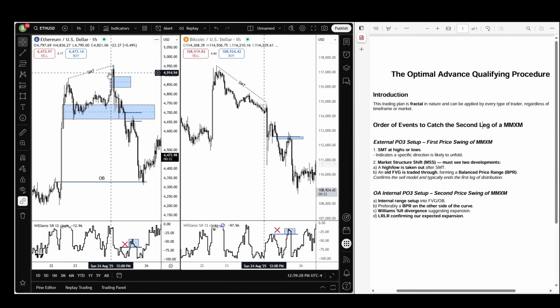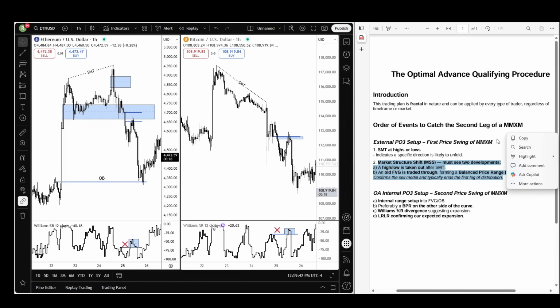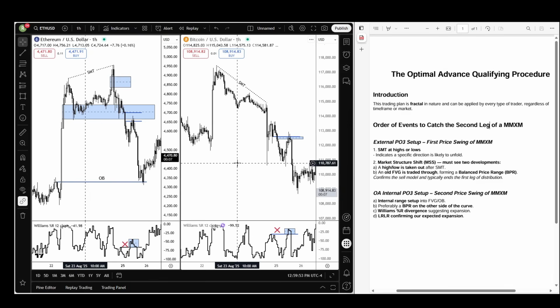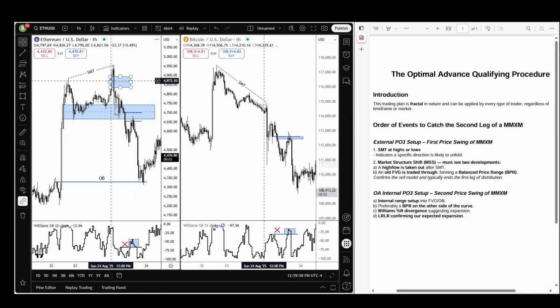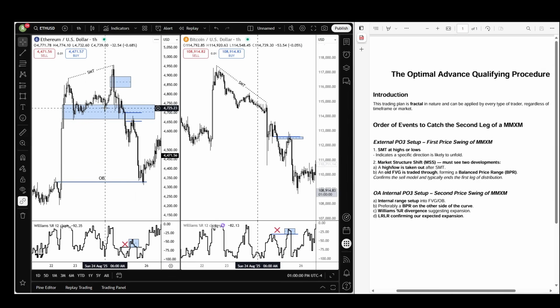The SMT here is confirming lower prices. We get the distribution lower. That leads us into the second thing that we would like to see before we want to see optimal advance, and that is the market structure shift. Two things must happen to confirm that we are in a sell model and that the first leg of distribution is about to end.